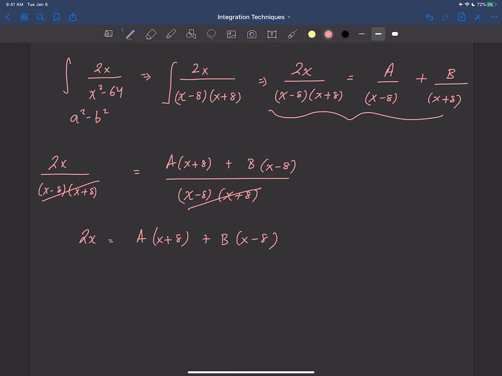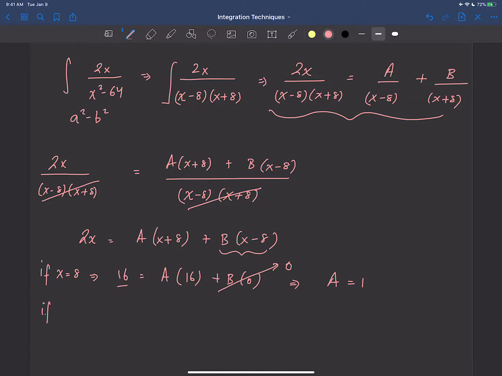Knowing this, you can pick a value. So if I choose x to be 8, I'm going to get 16 equals A times 16 plus B times 0. So I've shut off the factor, I've shut off this term and got a 0 there. Now I can easily say that A is just 1, because 16 equals 16A, so A equals 1.